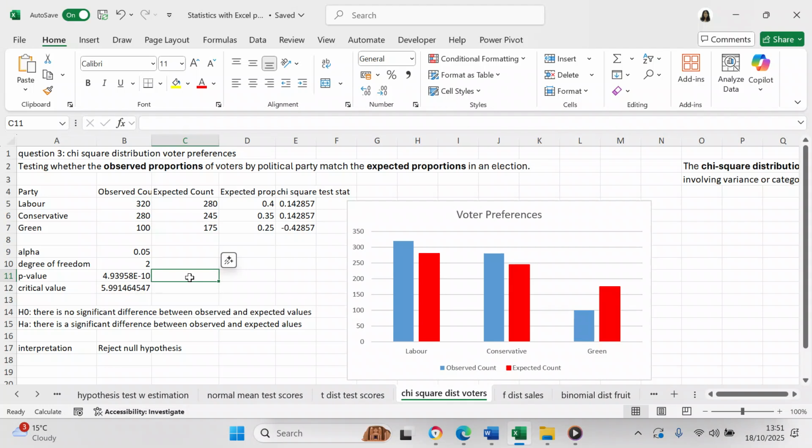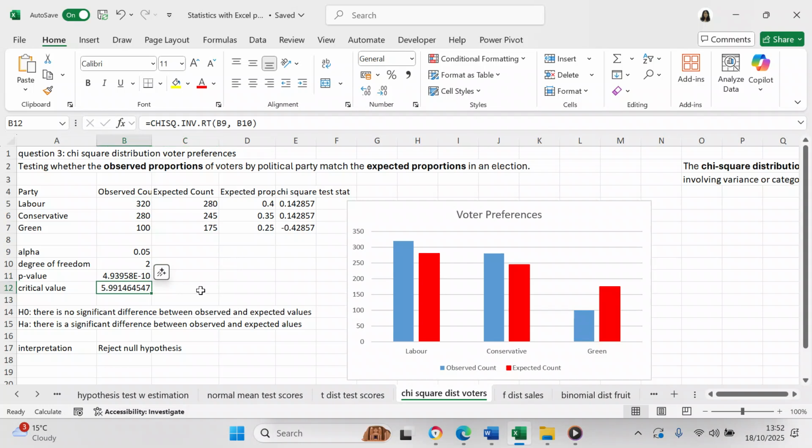You've got your critical value. It's going to be chi-square.inv.rt, brackets B9, which is your alpha, comma B10, which is your degree of freedom. So your critical value is 5.99.